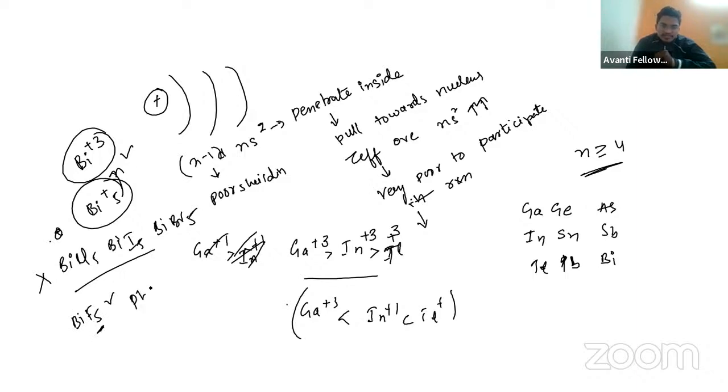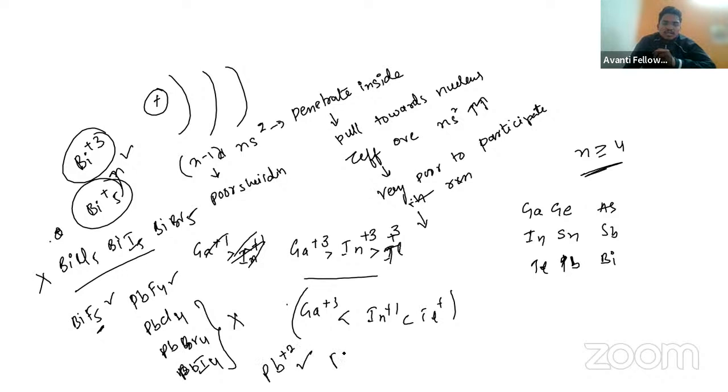Similarly, PbF4 exists, but PbCl4, PbBr4, and PbI4, these three compounds will not exist, because lead in the +2 state is more stable, but not in the +4 oxidation state. Again, with higher oxidation states, more electronegative elements form the compounds.